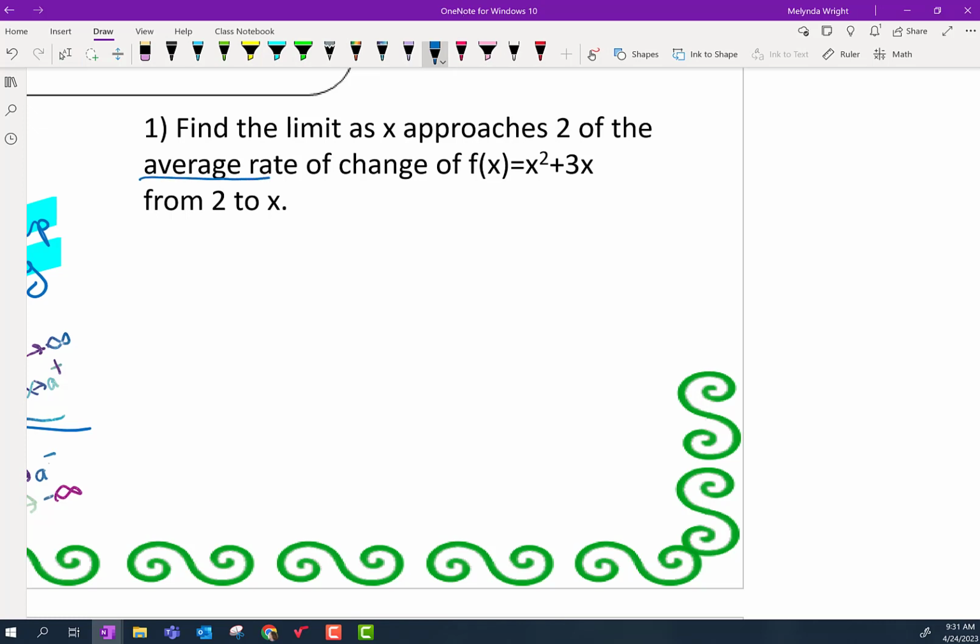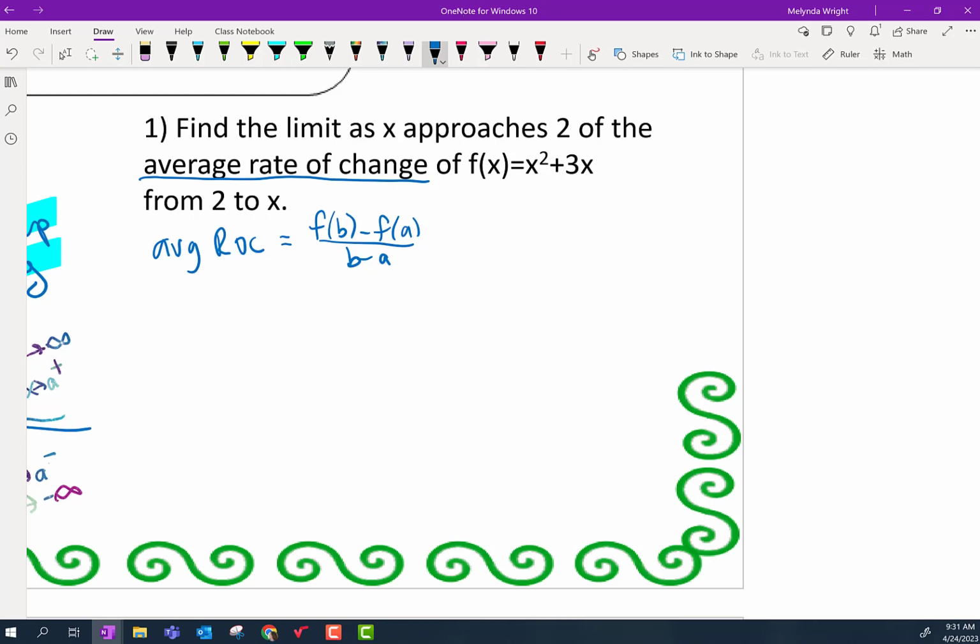This is a calculus thing. Average rate of change is very common in calculus. So I'm just going to do that first, the average rate of change. I'm just abbreviating rate of change. So if you recall, the formula is f of b minus f of a over b minus a. That's our formula for average rate of change.